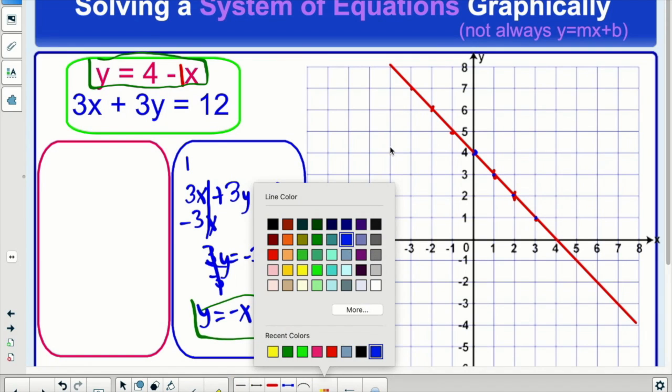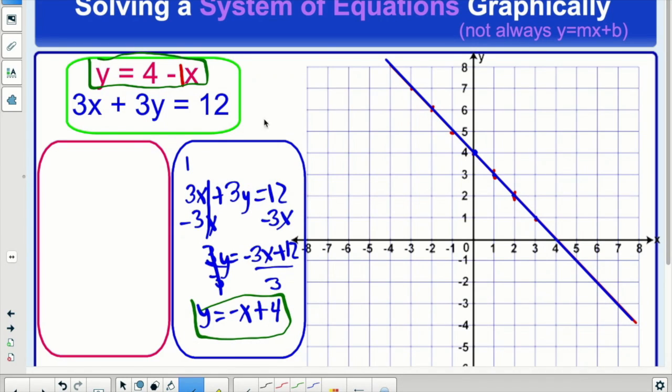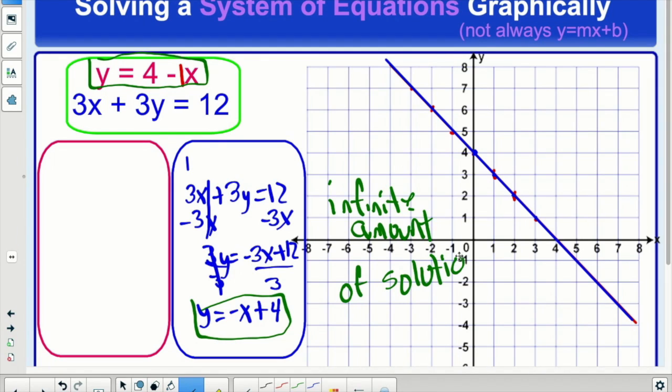So therefore, when we're thinking about a solution for this, anything on this line is a solution. There's technically what we call an infinite amount of solutions. So what that means is that I could find points anywhere on this line, that would be a solution. So for instance, the point 6, -2 is a solution.